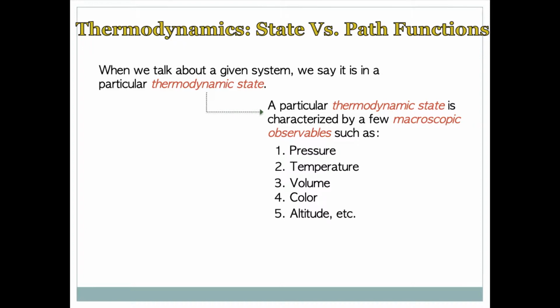When we talk about a given system, we say it is in a particular thermodynamic state. This term, a particular thermodynamic state, is characterized by a few macroscopic observables. These macroscopic observables are something that we can measure, something that we can actually see. For example, the pressure, temperature, volume, color, altitude, and other things.